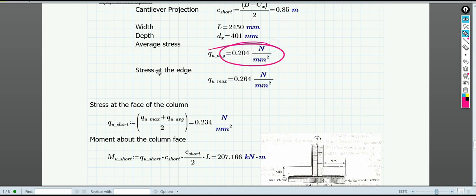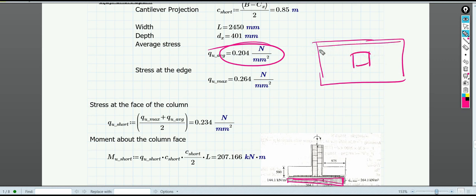If I calculate the moment in the short direction, it will be this particular load into the area. This is the C short, the width, into the length L. So C short into the length will be the area, into this force, that will be the total force, into the lever arm, which will be C short by 2. So this moment is around 207 kilonewton meter.